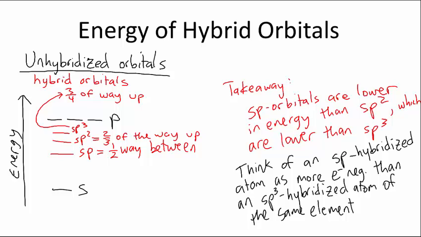So the question is, are the orbitals electronegative? I wouldn't think of the orbitals as being electronegative, but I would think you can think of the atom itself when it has a certain hybridization as being more electronegative when it has sp hybridization than when it has sp2 hybridization, and that's a little more electronegative than when it has sp3 hybridization.